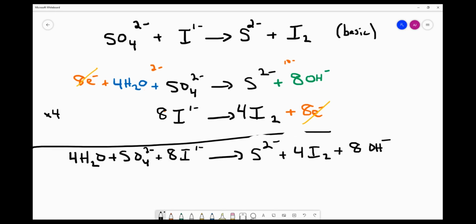And here we have our final balanced chemical equation in the basic solution. And we see once again that some of the hydroxides and some of the water molecules that are present in the basic solution are going to be involved in the chemical change. Note that the atoms and the charges must balance in our overall equation.